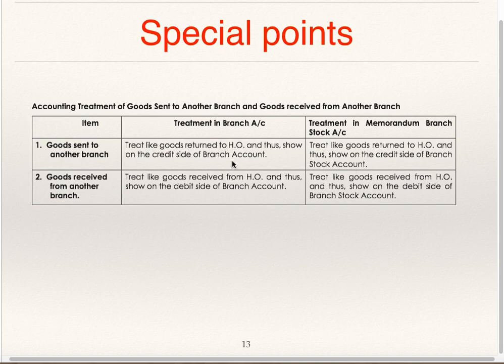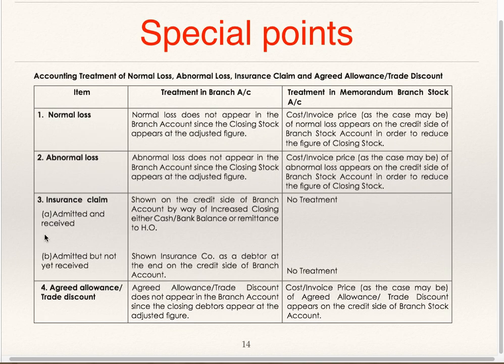So if goods are sent to some other branch, it is to be credited to branch account as well as memorandum branch stock account. Goods received from another branch: treat like goods received from head office and thus show on the debit side of branch account. Treat like goods received from head office and thus show on the debit side of branch stock account. If branch is receiving goods from any other branch, it is to be debited to branch account as well as to memorandum branch stock account. Now we'll see some more points.